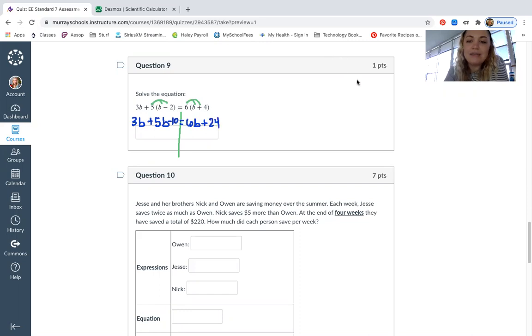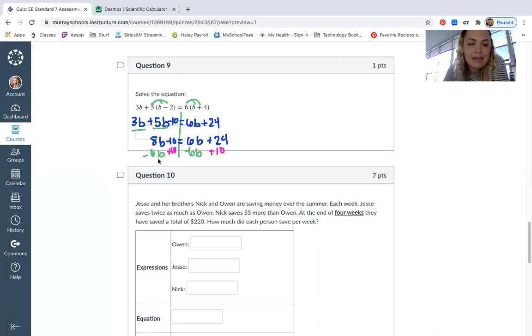Okay, let's combine some like terms. There's lots of them on the left side. 3b and 5b together make 8b. So I have 8b minus 10 equals 6b plus 24. Okay, I'm going to subtract 6b from both sides. And then you'll notice I want to get all the other letters or the numbers to the other side. So I'm also going to add 10 and add 10.